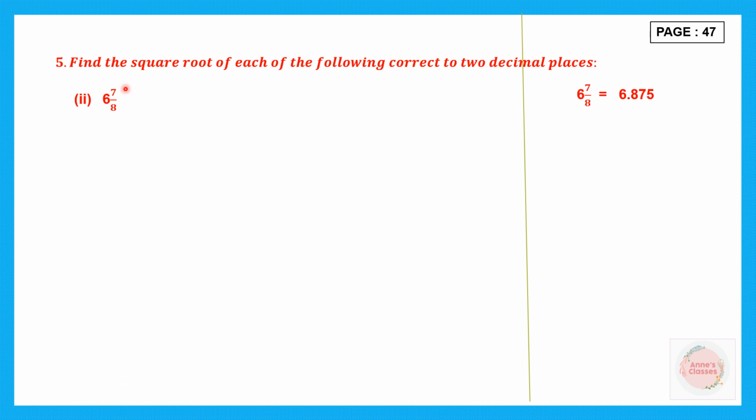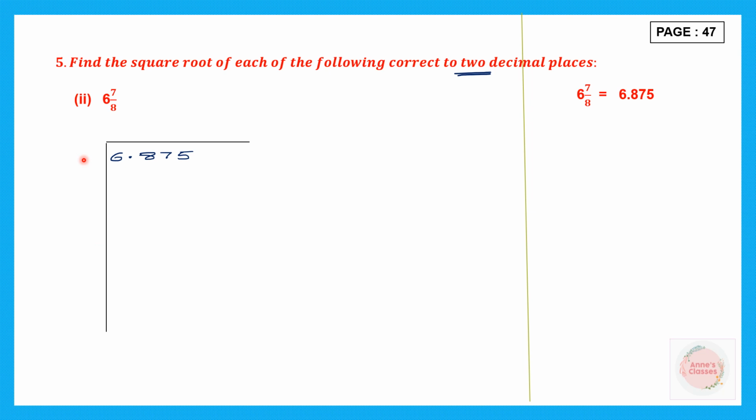Second question here is 6 7/8, again to 2 decimal places, and again in your question this has been given to you. This has been converted into a decimal number 6.875. So let's start with that. So let's write 6.875. Now here again we have to find the square root correct to 2 decimal places. That means we should have 3 pairs of digits after the decimal point. So 2 decimal places means 3 pairs of digits after the decimal point.